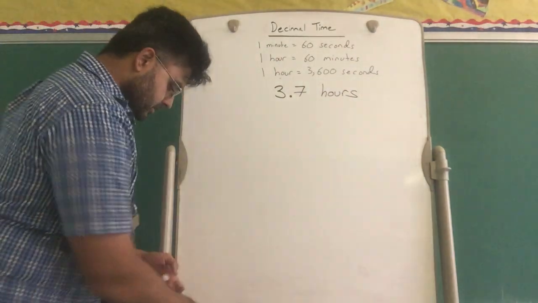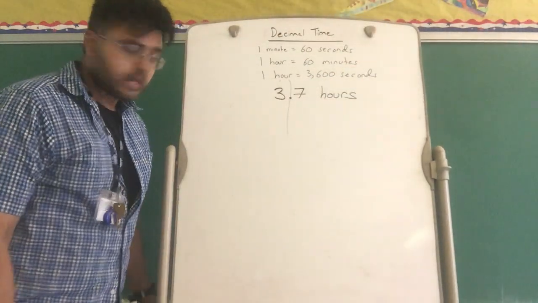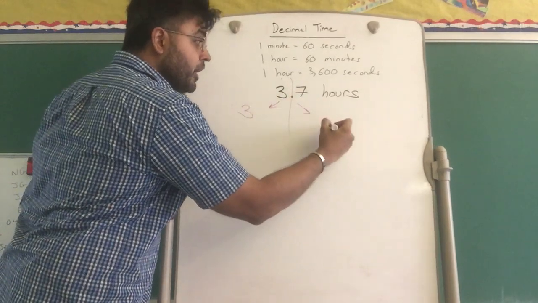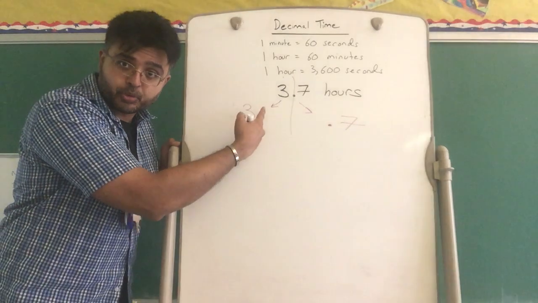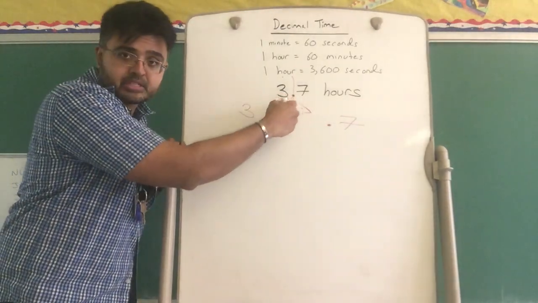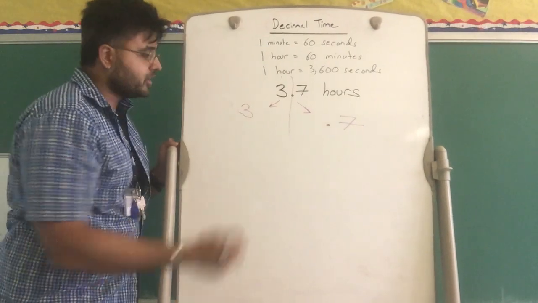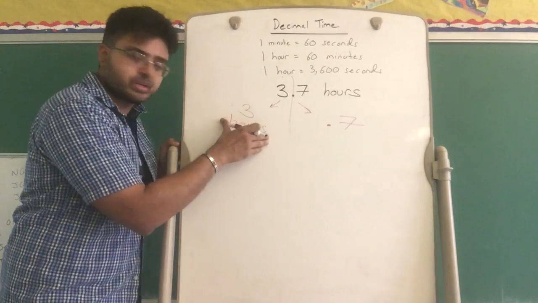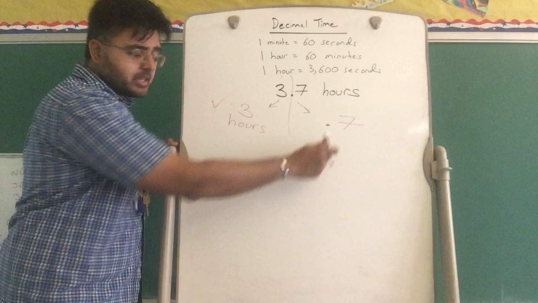Step number 1, cut line right through. Let us keep 3 on this side and 0.7 on the right side. Don't forget the decimal point. It stays with the family. 0.7 stays together. Now guess what? You already found the hours. 3 hours. That's already done. That's set. We're good. But we gotta find out how many minutes this is.